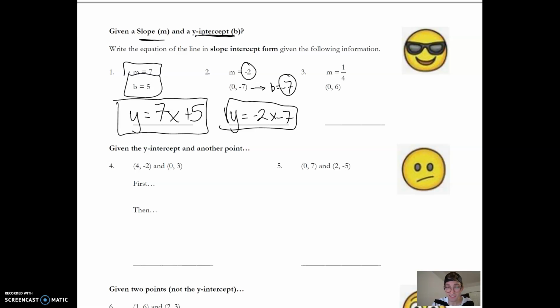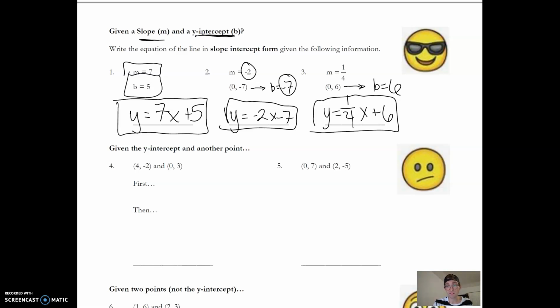Alright, that was about 15 seconds. So, our slope is 1/4. That goes in front of x. This point (0, 6) means our b value is 6. So we're going to add 6. There's our equation for that one.